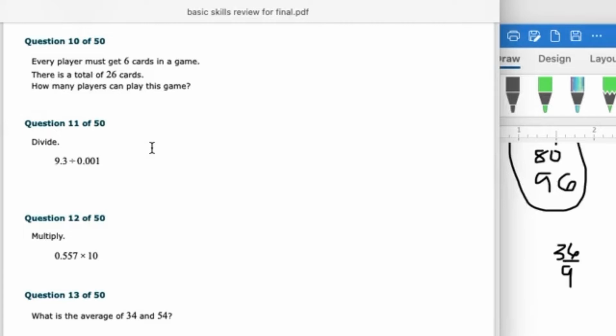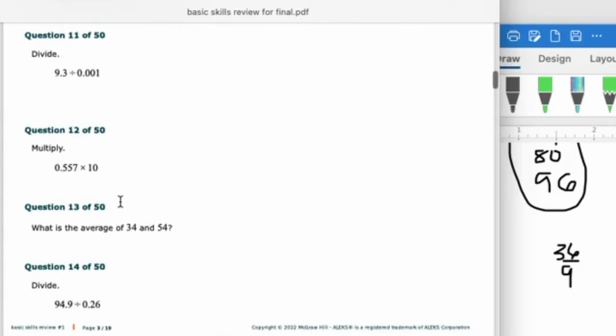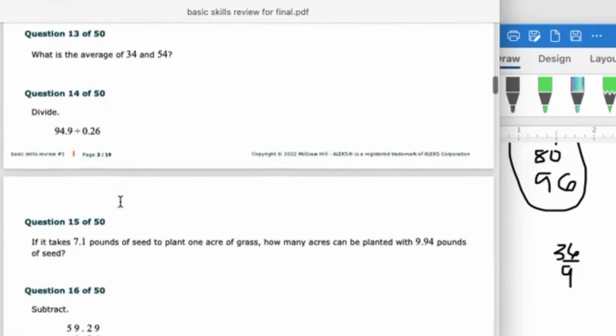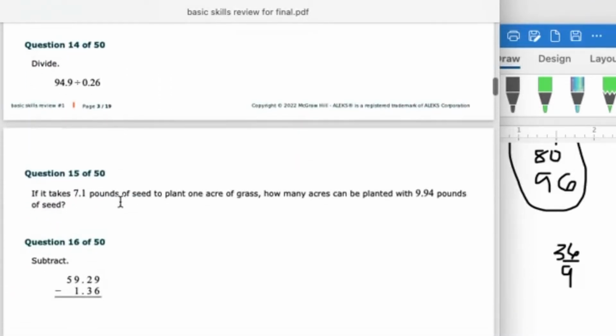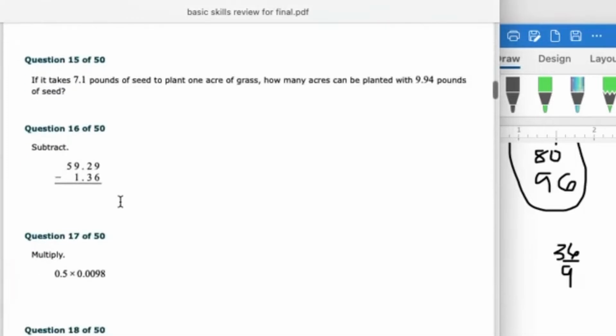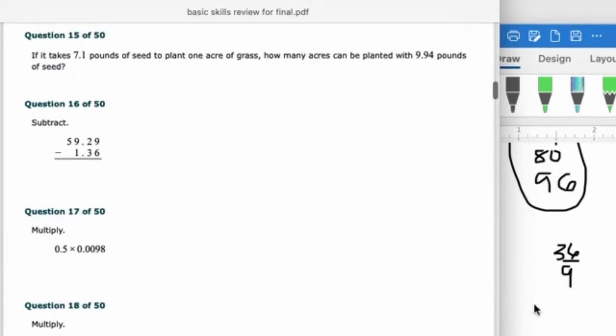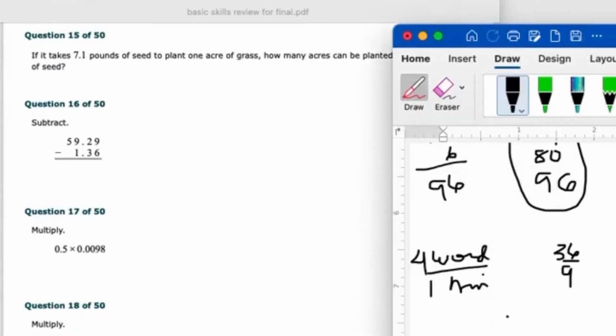30. You don't have enough, right? Okay, so I'm not going to do that one. You know how to find an average. I'm not doing that one. Okay, so number 15.